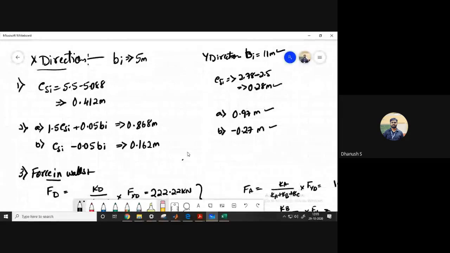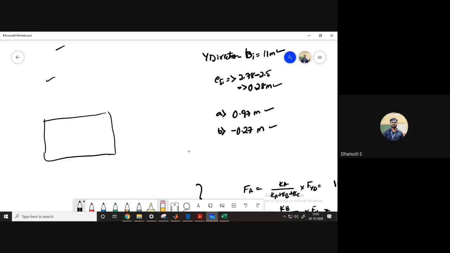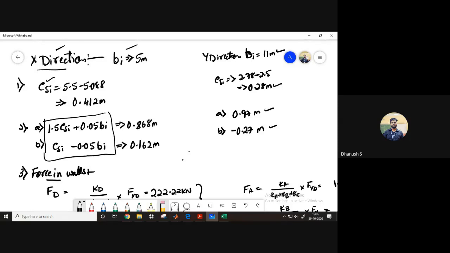To find out design eccentricity, there are two formulas given in the code book. You don't even have to remember them. You need two inputs: the static eccentricity and the base width of the building. This base width of the building is always in the direction perpendicular to the direction of force considered. So if I'm taking x direction, consider the base width along y direction. If I'm considering earthquake force along y direction, consider the base width along x direction. Doing that and using static eccentricity values, I've got two sets of design eccentricity values. Calculate them, keep them aside.